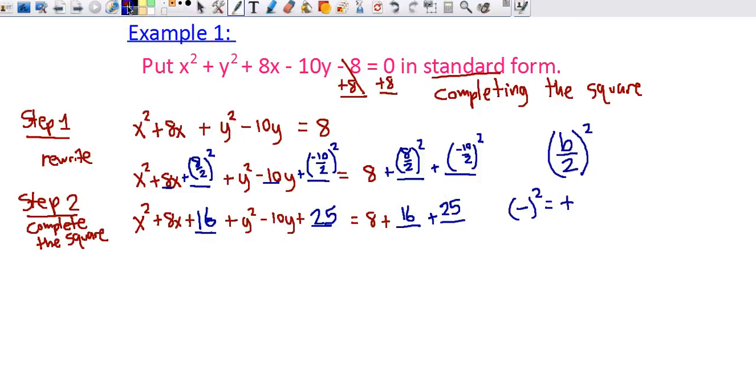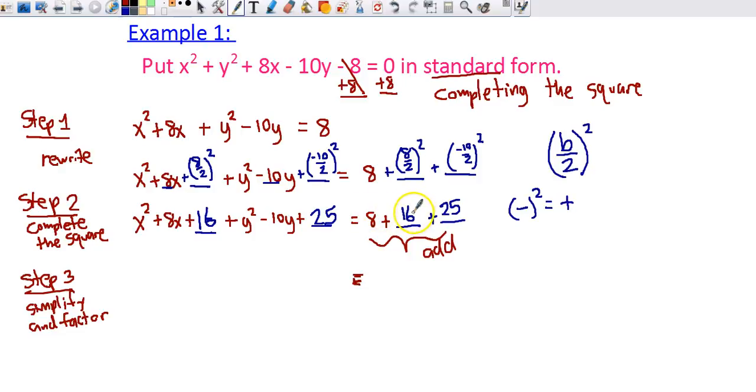Step 3 is to simplify and factor. What I mean by simplify is 8 plus 16 plus 25, those are going to add to a number. So add them. What do you get when you add those numbers? That's the right side of your equation.